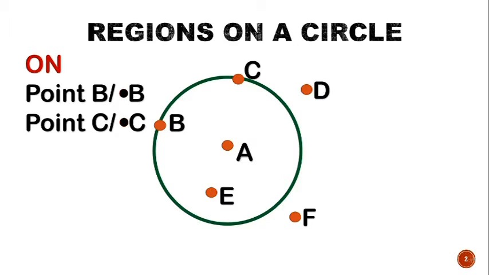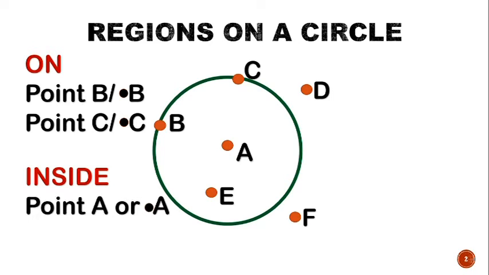Now, another region is inside. So what could be the points inside the circle? There are two. That's points A and E. Again, this is how it's read, and this is how it's written. So in symbols, ito yung pagbasa.